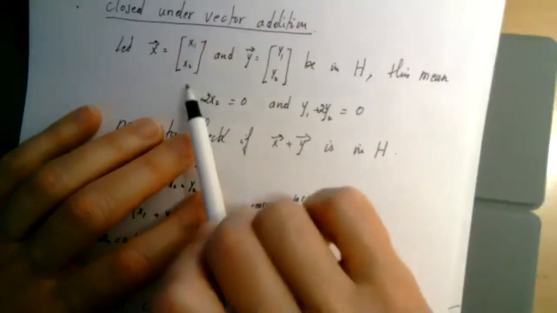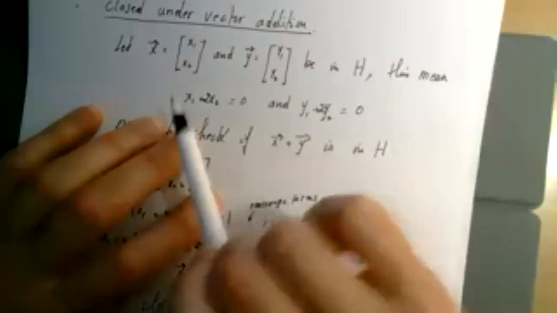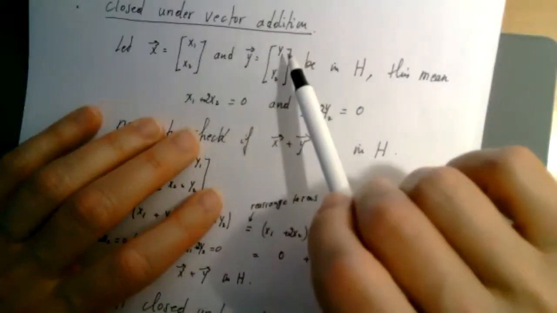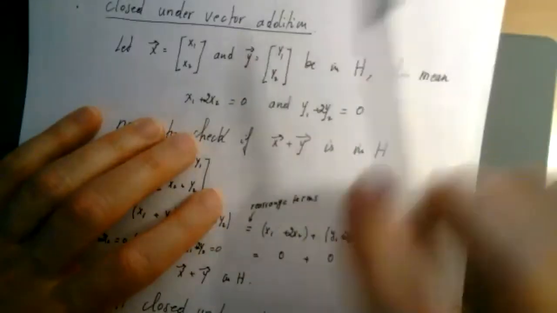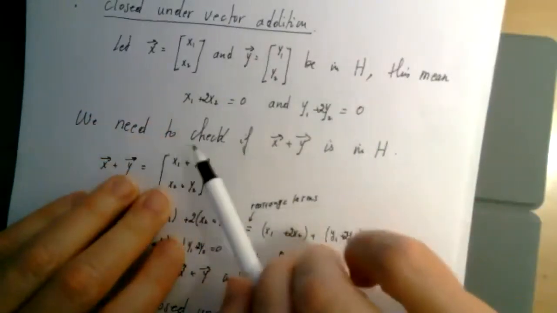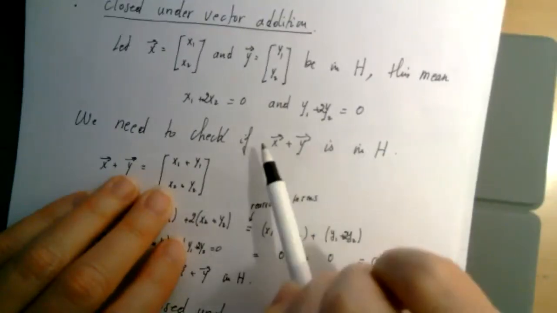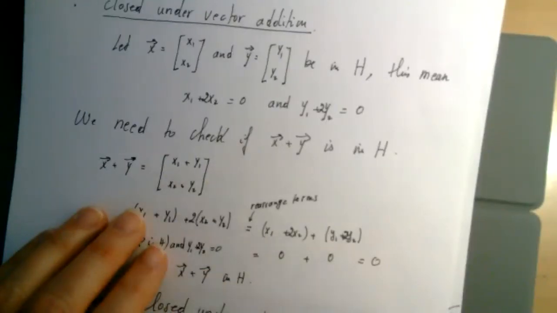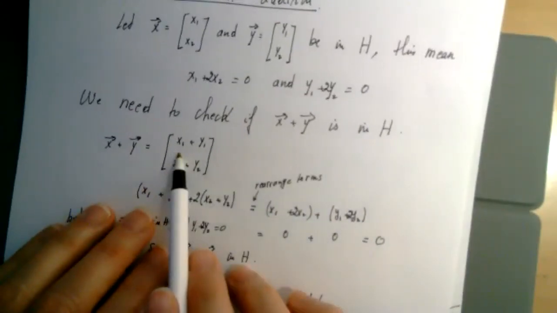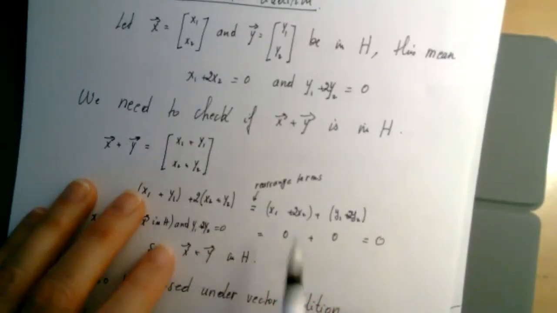Those are vectors that have the property: the first component plus 2 times the second is 0. So I'm thinking about 2, minus 1. I'm thinking about 4, minus 2. And the second one has the property, the first plus twice the second equal to 0. So I have very, very particular vectors here. And we need to check if their sum is in H. It means we take those two vectors, we add them, we create a third vector. The components are x1 plus y1, x2 plus y2. So that's my new vector.